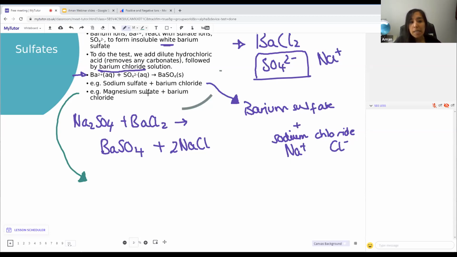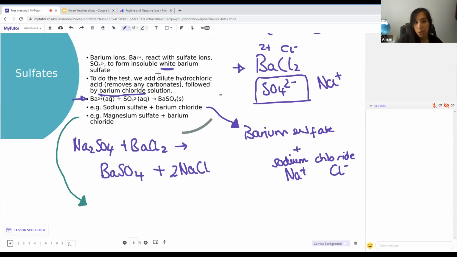So we've got magnesium sulfate reacting with barium chloride. Remember, the test for a sulfate ion is to add barium chloride after you've added hydrochloric acid. The products will then tend to form your barium sulfate. So one of the products here will be barium sulfate, and then the other 2 ions that we're left with will form the other product.